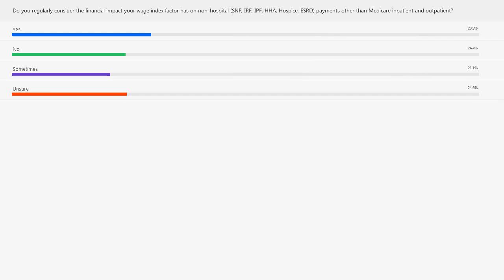It looks like it's a pretty split poll here, and it doesn't surprise me. Some folks are a little more in tune to wage index factor and the impacts that it has on the non-acute care setting, basically, while others don't give it much consideration, or they don't have non-acute care settings to be concerned with. But the important point here is that your wage index factors not only impact yourself, they impact others outside of the acute care hospital setting. And so keep that in mind as you move forward.